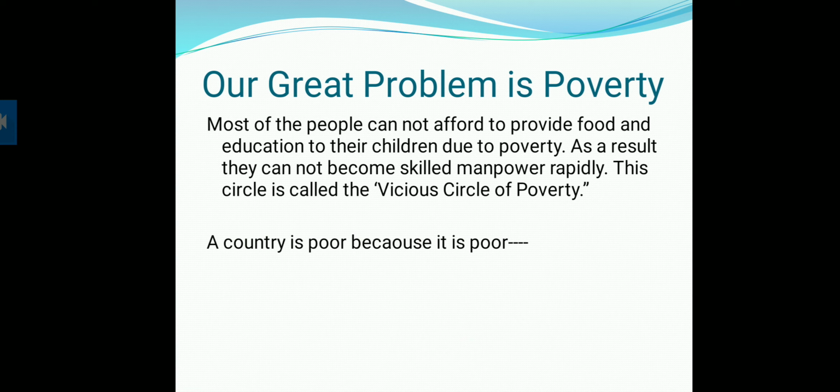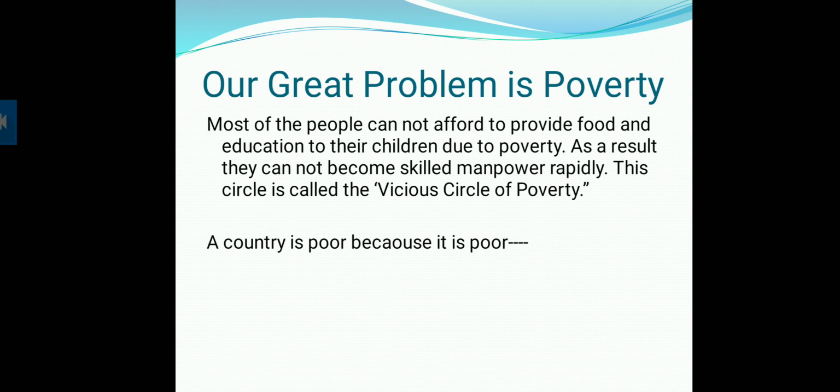But we have some problems, my dear. Our great problem is poverty. Most of the people of our country cannot afford to provide food and education to their children. Due to what? Due to poverty. As a result, they cannot become skilled manpower rapidly. They are running around a circle, their poverty, poorness. This circle is called the vicious circle of poverty. My dear student, a country is poor because it is poor.